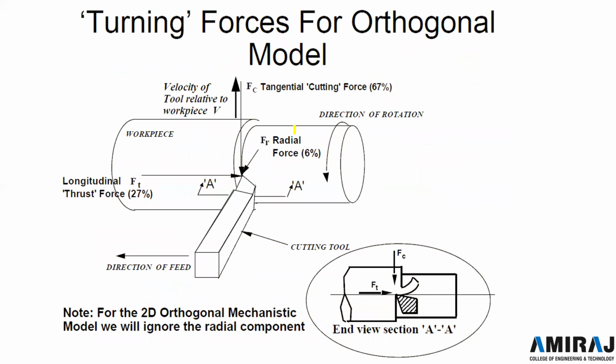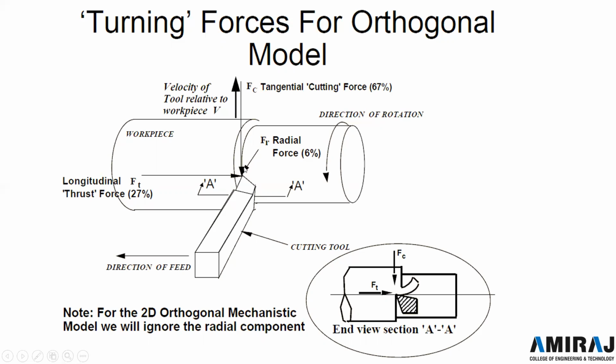Now let us see how the turning forces for the orthogonal model look. Here, this is the 2D orthogonal mechanics model. We will ignore the radial component only for this. Okay, the radial component we will see in the next figure. I am showing separate figures for both. So this is our cutting tool and this is the direction of feed. Only the turning action is taking place.